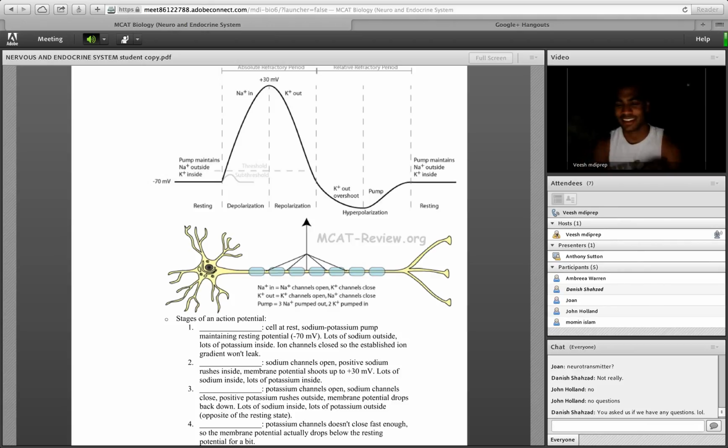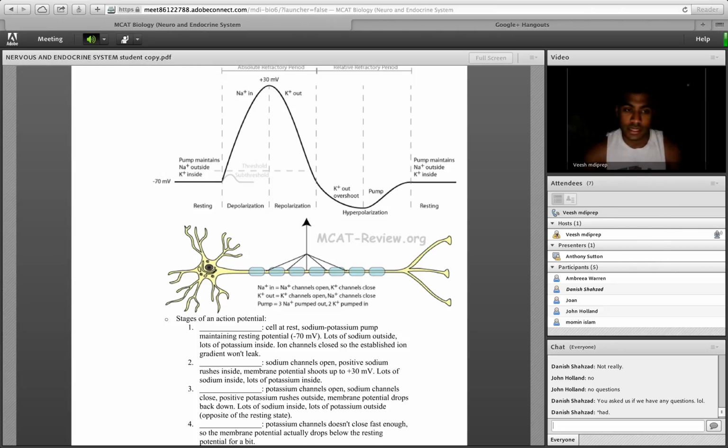Oh, okay, got it. Yeah, so the second stage is called depolarization. In depolarization, as you can see in the picture, the sodium channels open. So sodium is going to rush into the cell. And because the sodium is positively charged, the membrane potential is going to shoot up. You can see that it eventually reaches plus 30. So it goes from negative 70 to plus 30. And at this point, there's a lot of sodium on the inside, and there's still a lot of sodium on the outside because the other part of the pump that's pushing the potassium out is still closed.